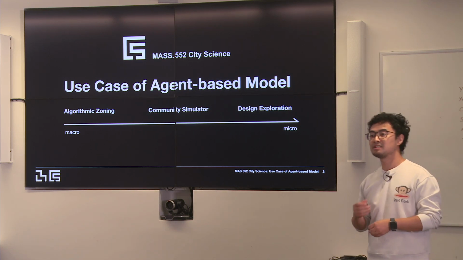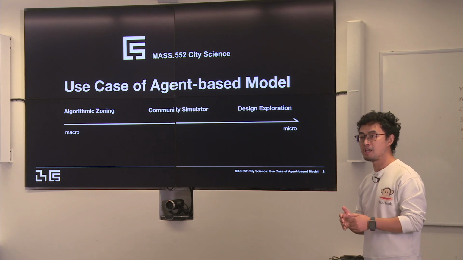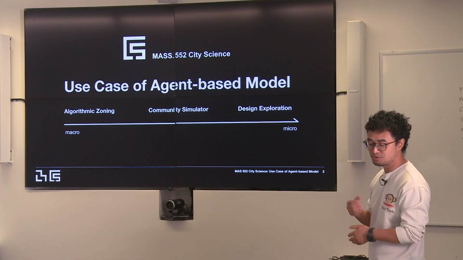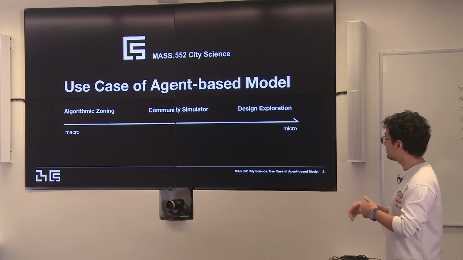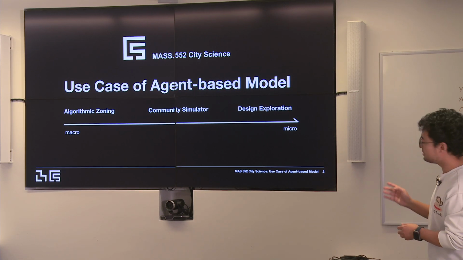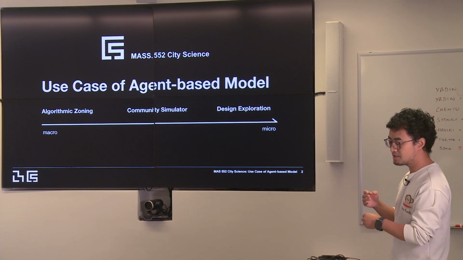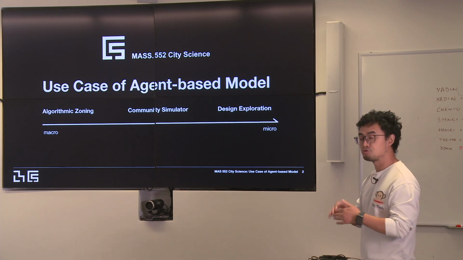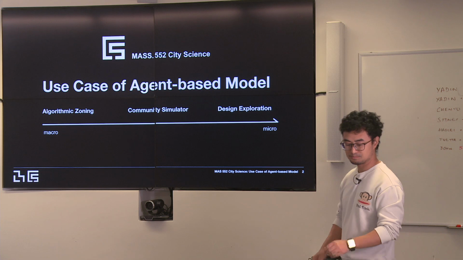I work with the City Science team this year, and this project showcases the application of ABM at different scales. I have three use cases here. The first one, algorithmic zoning, builds an ABM model at the urban system level to simulate a new mechanism of zoning. The community simulator is a model to study human-event interaction at the community level, and design exploration is a street-level ABM that we are building with a vision large language model.